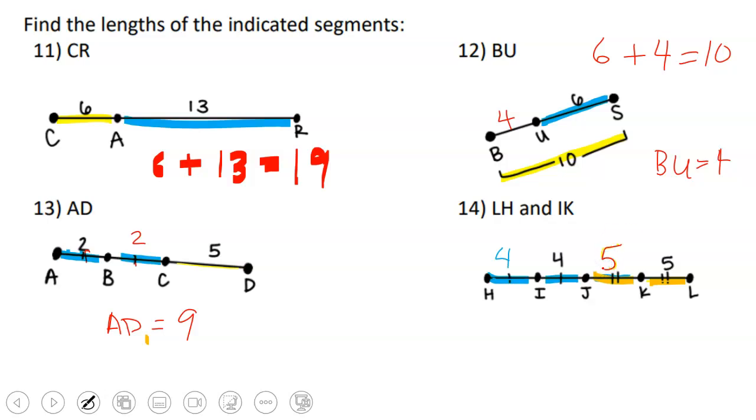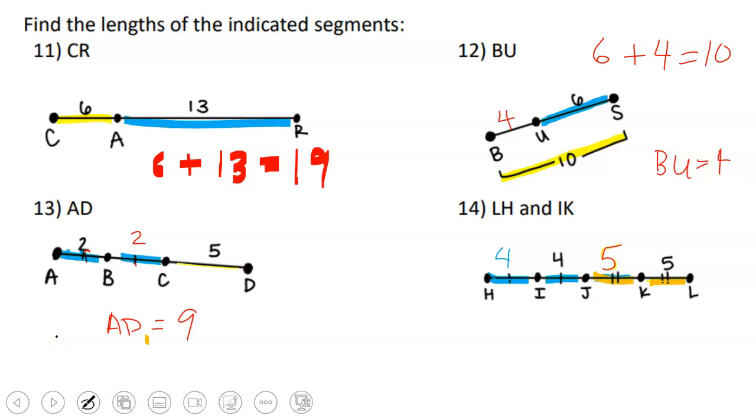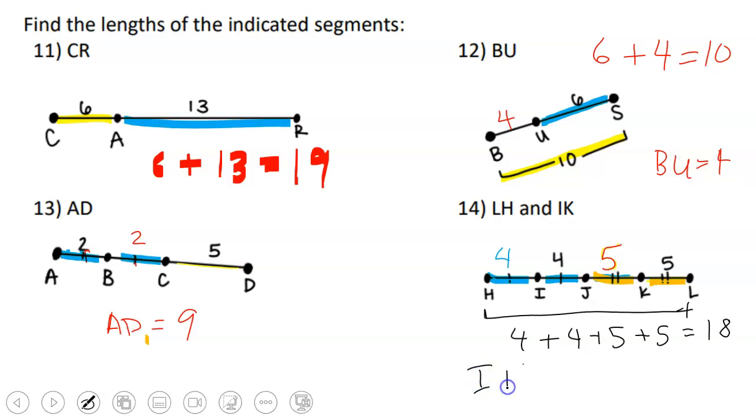And so LH is what we want to figure out. Well, LH would be the distance all the way from here to here. So that would be 4 plus 4 plus 5 plus 5. So that would be 18. And then IK would be 4 plus 5 or 9.